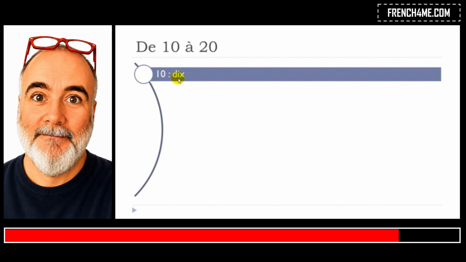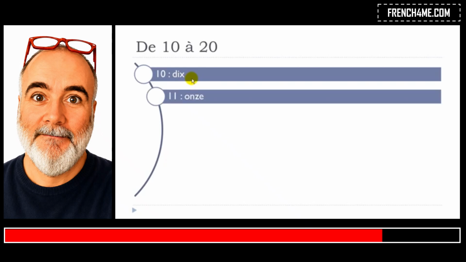10. Okay, so remember, final X here is pronounced like S. 10. Okay, then 11. 11. Okay, so O plus N give you the sound on. 11. Okay, final E doesn't exist phonetically.